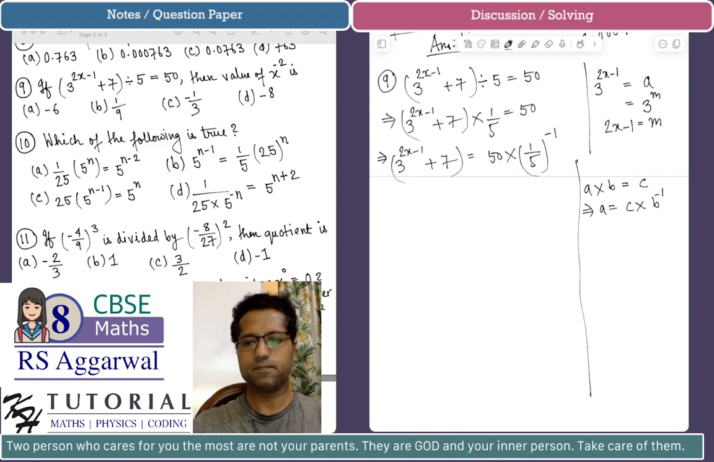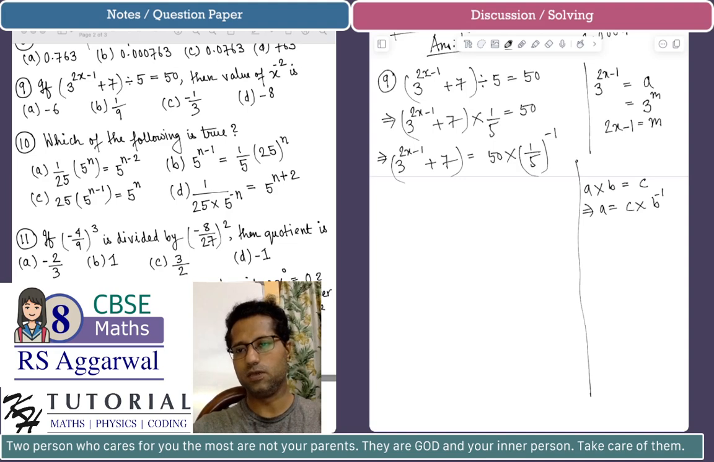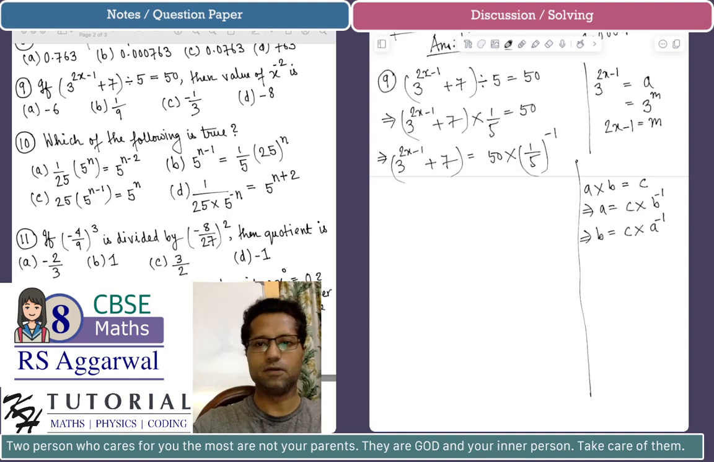If you want to find a from a into b equals c, then it will be the right hand side c multiplied by the multiplicative inverse of the coefficient of a. Also if you want to find b, b will be equal to the right hand side multiplied by the multiplicative inverse of the coefficient of b, that is a inverse. This is the concept. So I use this concept to find 3 raised to the power 2x minus 1 plus 7, whose coefficient was 1 by 5. So I multiplied the right hand side with its multiplicative inverse.